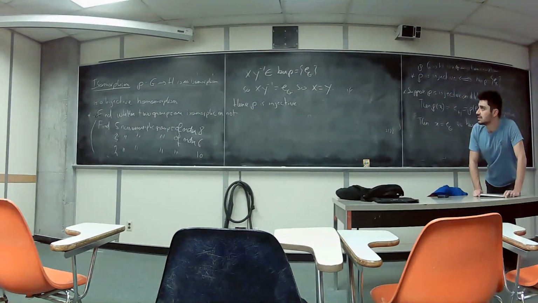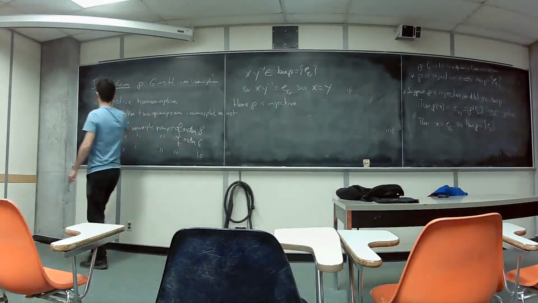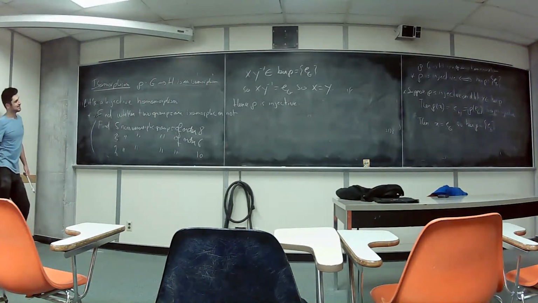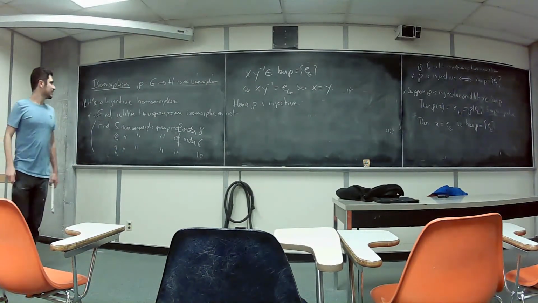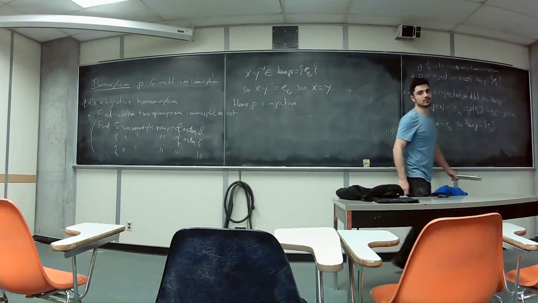No, a homomorphism from G to H is an isomorphism if it's a bijective homomorphism. It's a bijective homomorphism. That's an isomorphism, right? Yeah.